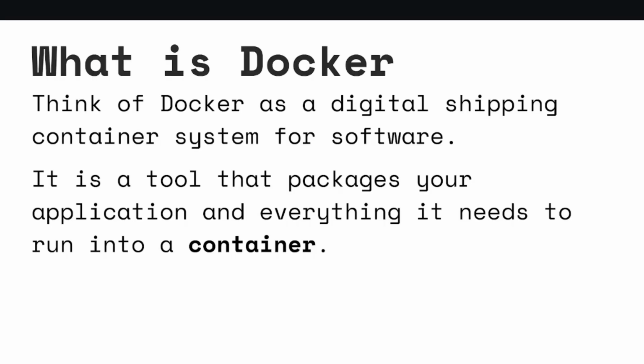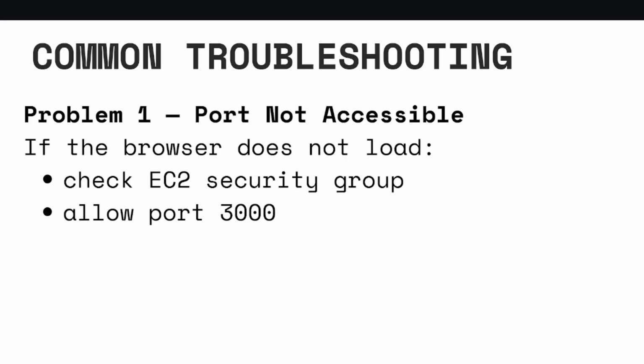Now, one of the key skills you need to own as a DevOps engineer is troubleshooting. So let's look at some common troubleshooting steps. The first problem is if the browser does not load properly, then it means that the port is not accessible. So the first thing that you can do is to go to your EC2 instance and then look at the security group and then ensure that you've allowed port 3000. So allow connection to port 3000 so that the browser can now load your Node.js application.